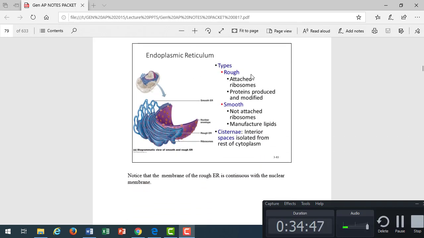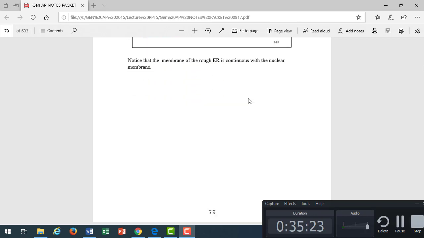The endoplasmic reticulum, remember we have the rough ER and the smooth ER. The rough ER just modifies the proteins that are made on the surface by those ribosomes. So proteins are produced and modified by the rough ER. The smooth ER, its job is to manufacture lipids. You don't have to know about the cisternae. We'll talk more about that when we get to the metabolism and muscle unit. But smooth ER is lipids, rough ER is working with proteins.